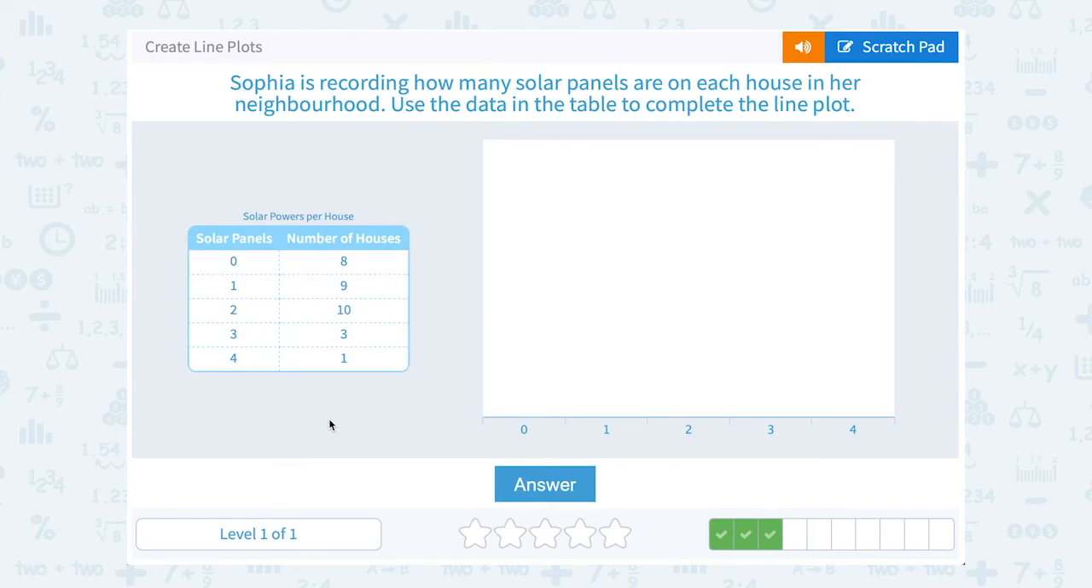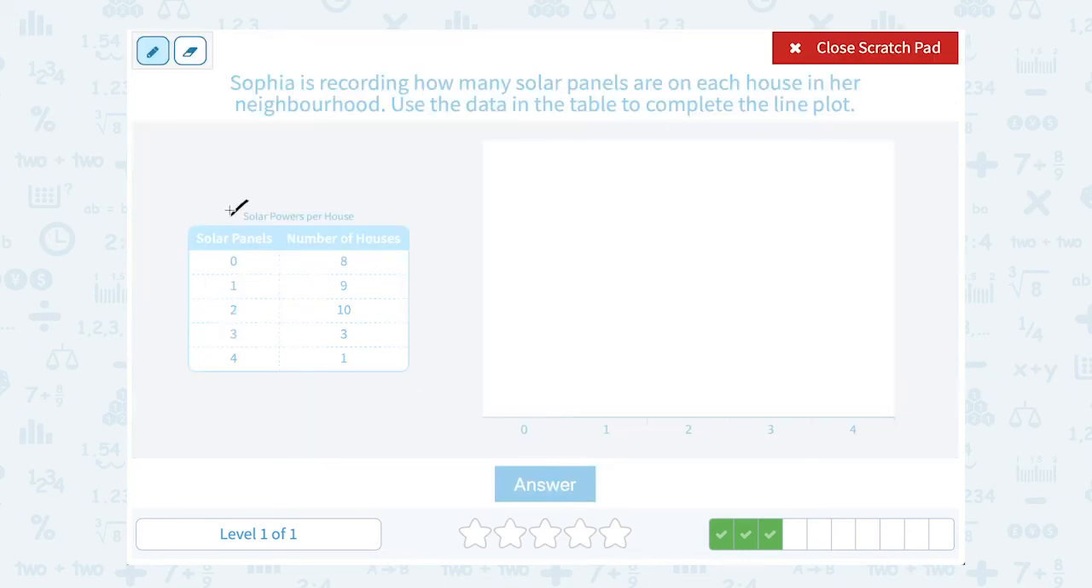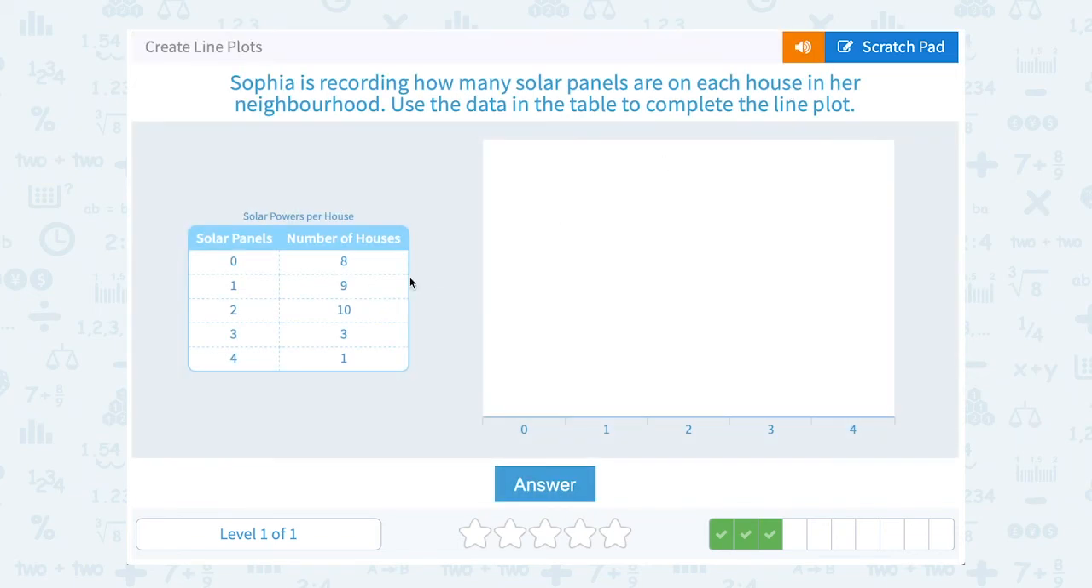Sophia is recording how many solar panels are on each house in her neighborhood. Use the data in the table to complete the line plot. Okay, well, the number of solar panels, notice that's the first column in our table, so those numbers are going to be across the x-axis, and we see that 0, 1, 2, 3, and 4. So we want to draw x's to represent the number of houses for each one of those. Well, 0 or no solar panels were spotted on 8 houses. 1, 2, 3, 4, 5, 6, 7, 8 x's to represent those 8 houses.